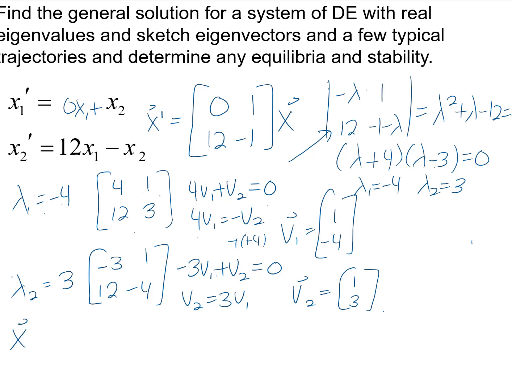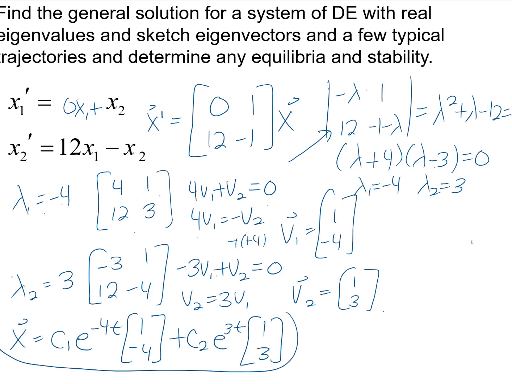Now we're going to build our solution, a linear combination: c1 e to the first eigenvalue t multiplied by the first eigenvector plus c2 e to the second eigenvalue t multiplied by the second eigenvector. So there is our general solution.